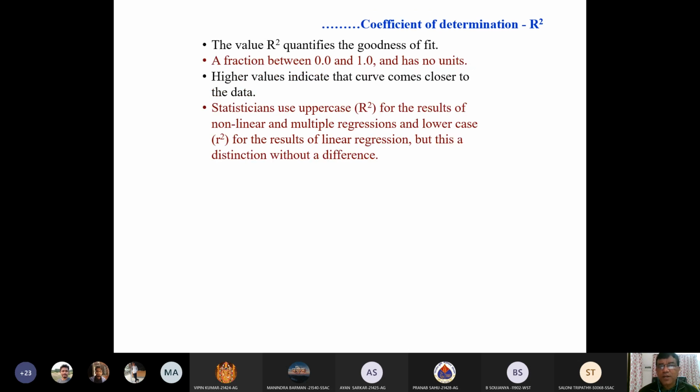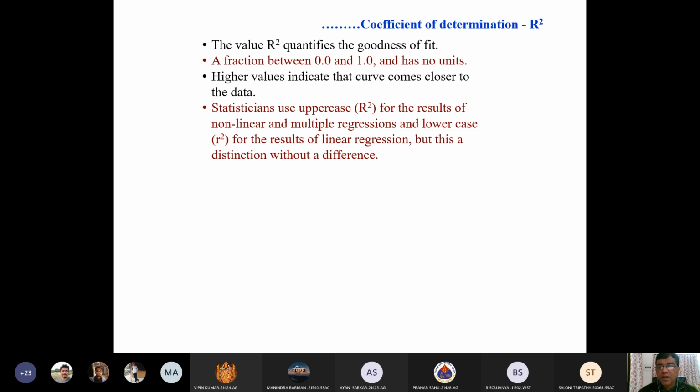Now, the value of R square quantifies the goodness of fit. It tells us what quantity of data is being represented by the equation, a fraction between 0 and 1. The value of R square lies between 0 and 1. Remember, for correlation coefficient, the values are from -1 to +1. But here, all the values are positive, from 0 to +1. And it has no units. High values indicate the curve comes closer to the data.